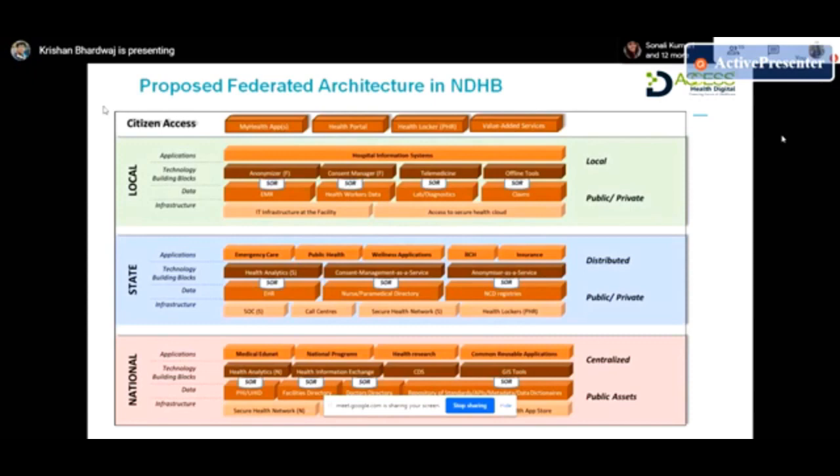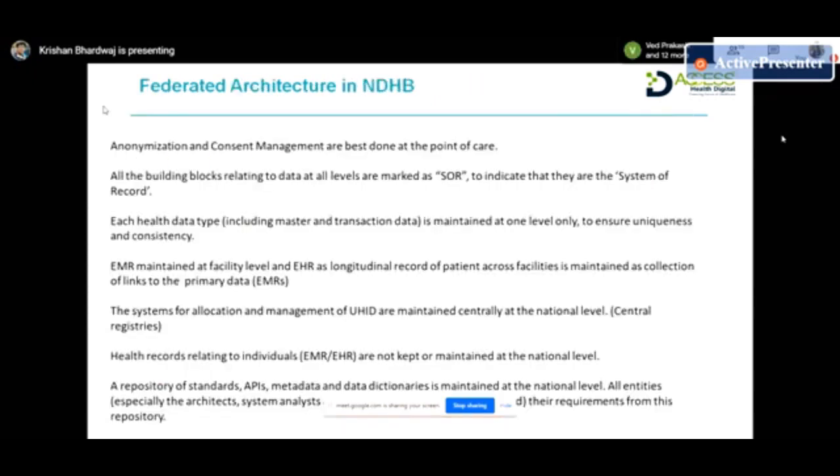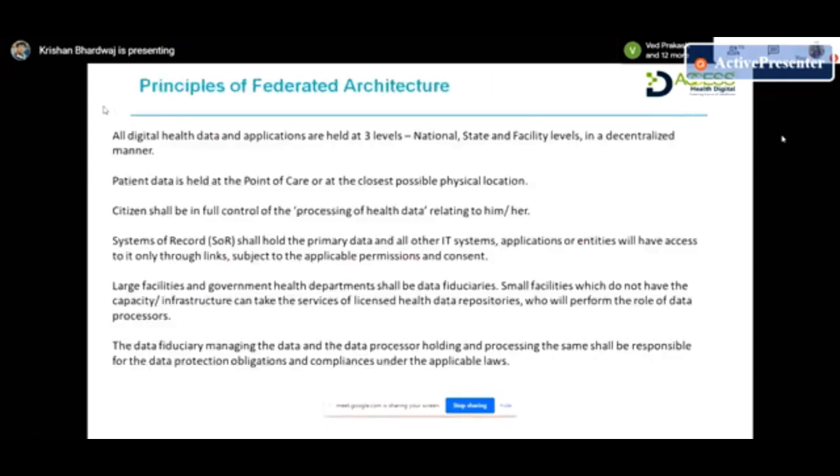In the same way, smaller facilities, instead of owning their own application, can be given apps or web applications which they can use in their facility and generate the data. But the actual data storage will happen somewhere else, maintained by the fiduciaries. So this way, even a smaller facility can ensure that its data is collected by the larger facility.